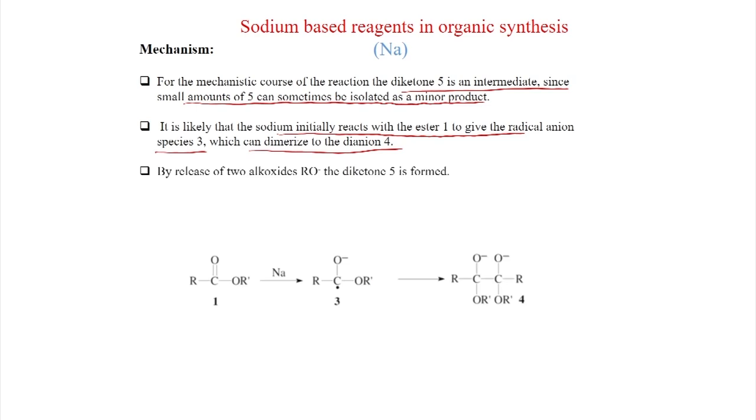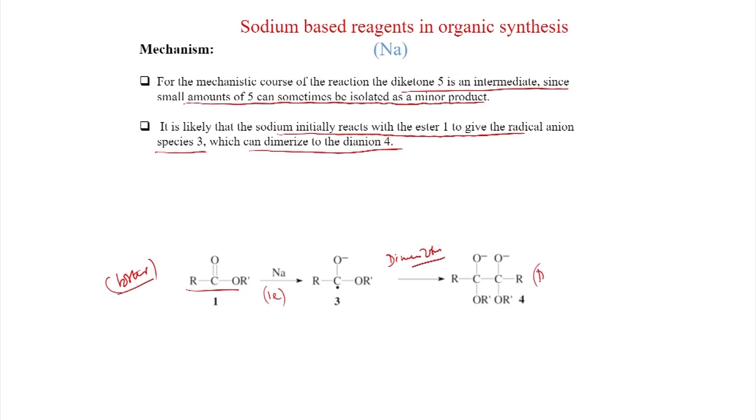So, this is the reaction: the ester first reacts with sodium and one electron is given to the ester, then this anion radical is formed and now this will dimerize. So, this dimerization will happen here. Radical will react with another radical and generate this dianion, and by release of two alkoxide anions, the diketone 5 is formed.